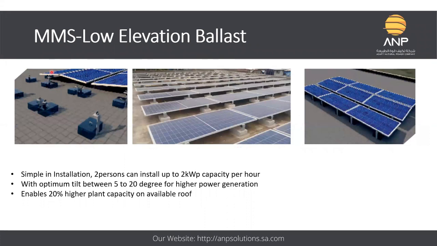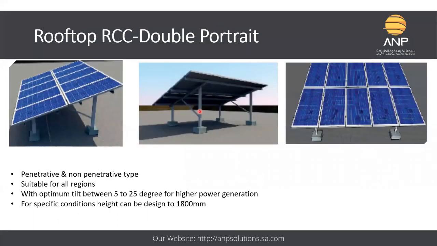For example, this is east-west type of installation. So you can see here there is not much distance maintained between these two modules. So the total installed capacity can be increased up to 20% if you go for this type of structure. And the advantage is it's very easy and simple to install and can be installed in very short time. Another advantage is you can construct this structure from 5 to 20 degree, and the cost of this type of structure is less as compared to the hot dip galvanized type structure.